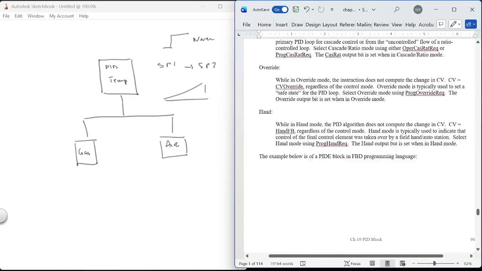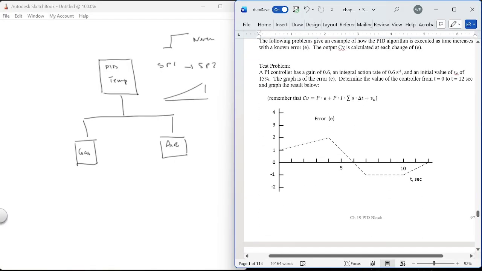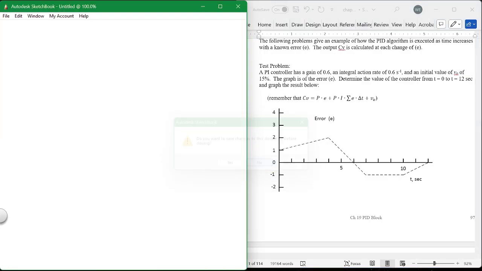Okay, now we have also a problem. This is a test problem, and this is a good one in that you may see here is an equation, right? Right there is an equation, okay?